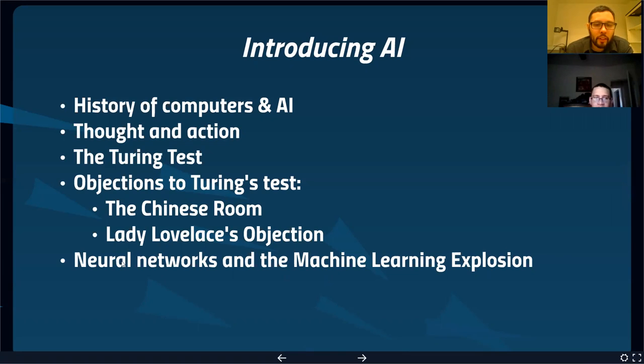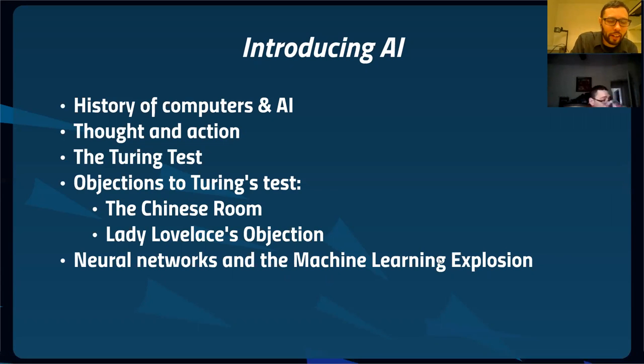Once we go through Turing's test, I want to talk a little bit about how neural networks work. I want to give you some examples of real neural networks and explain the artificial intelligence explosion that we're going through at the moment. And then when that's done, I want to introduce you to some robots. I have a big list of robots on the Moodle website to go through.